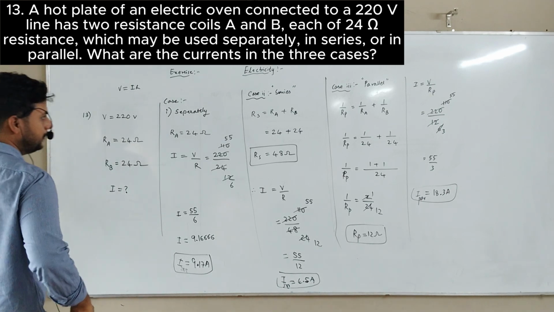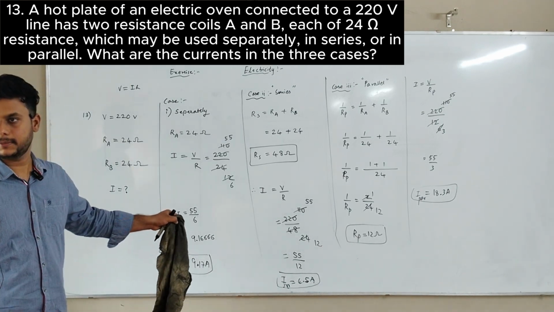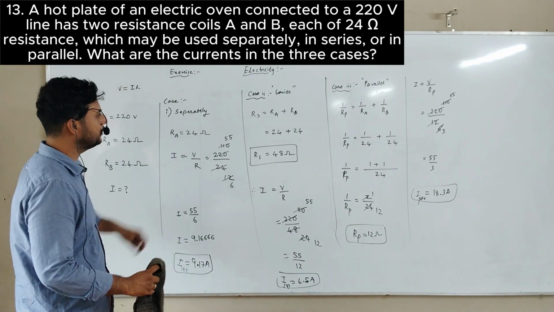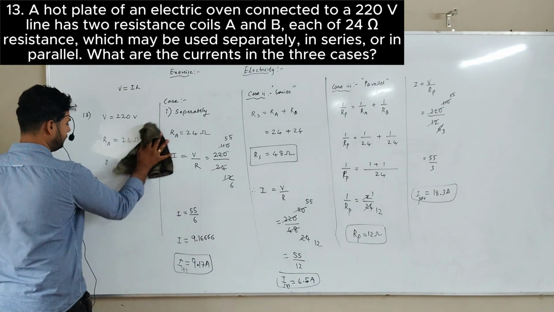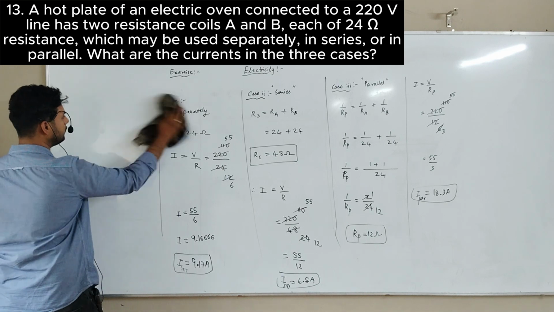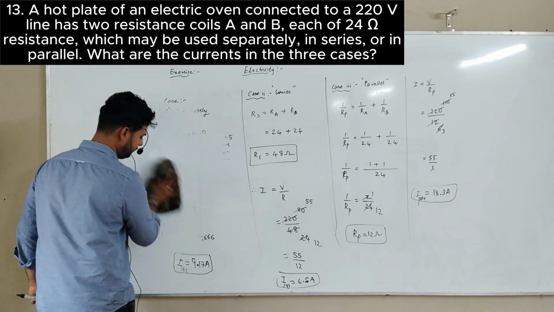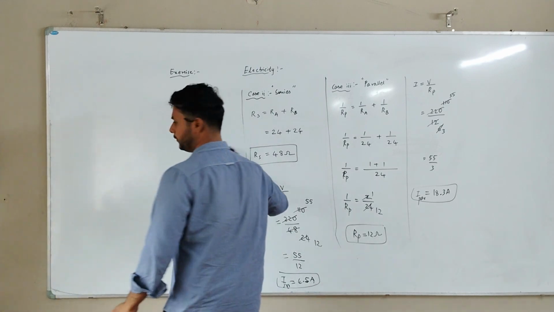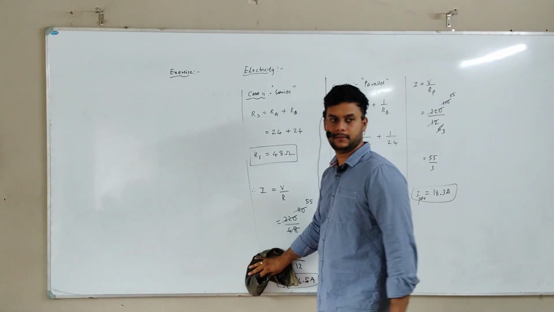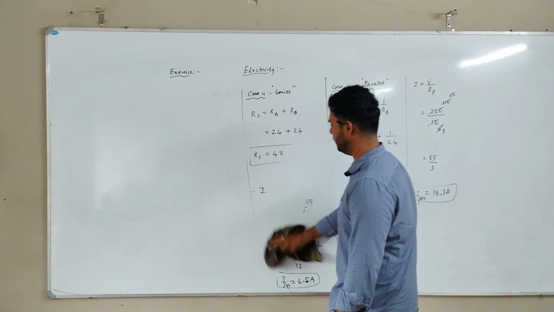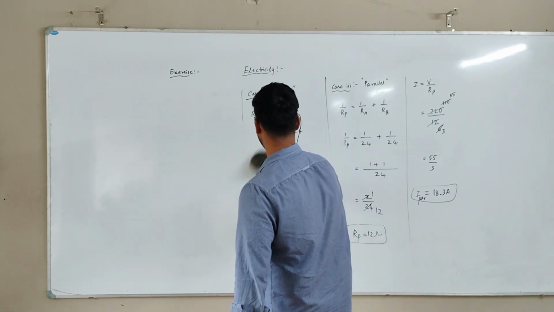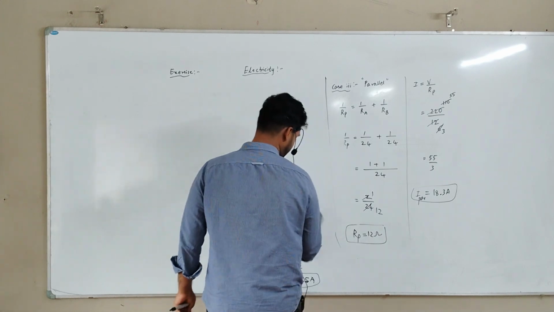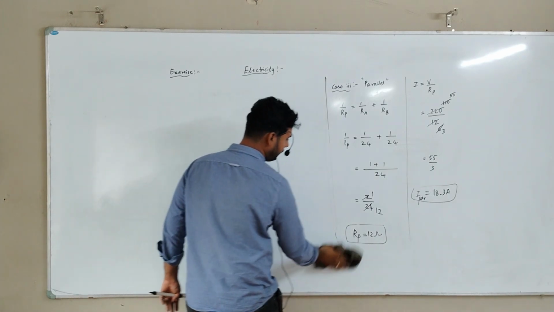Any doubts in this one? So first time I have done case 1 separately, case 2 series, case 3 parallel. If you see properly, there are only 4 to 5 formulas which we are using repeatedly. Yes, it seems tough, but there are only 5 to 6 formulas. If you practice properly, you have a proper grip on that, it's enough.